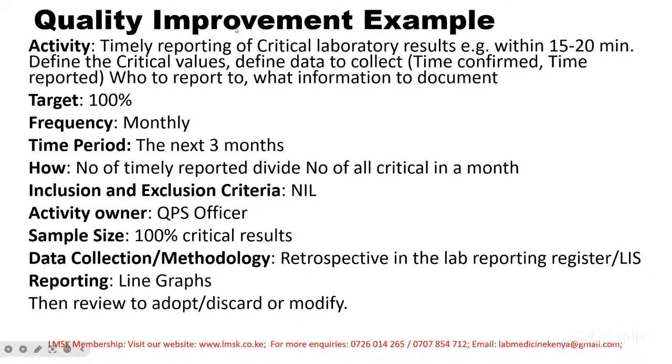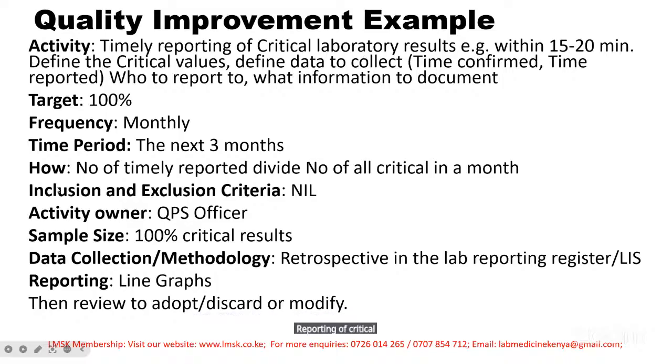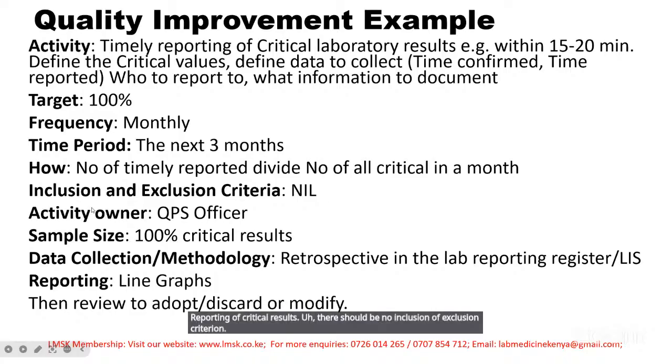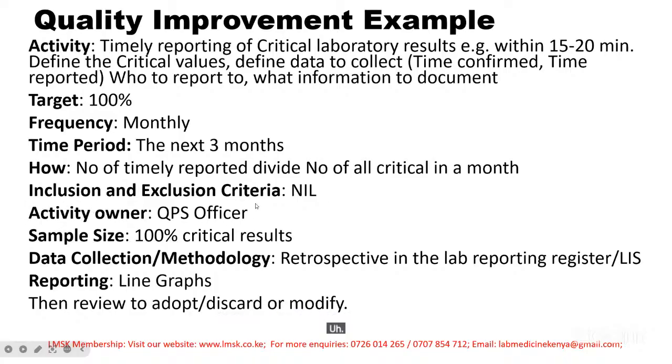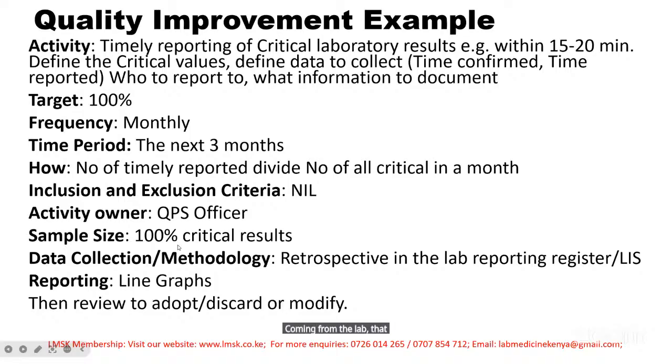So as you will be doing the project, for this particular critical reporting of critical results, there should be no inclusion or exclusion criteria. Who is championing these projects? It may be your QA, or you assign a person to oversee the project. Your sample size should be all the critical results coming from the lab, so it should be 100%.